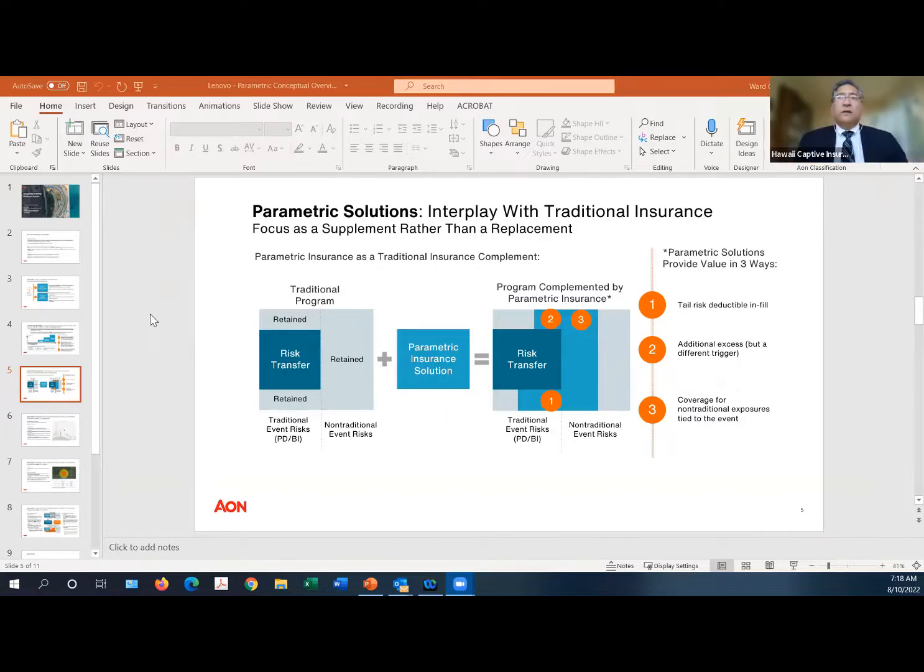Yeah, no, that's really, really interesting. Now, going back to this particular slide, if you look at the left-hand side, you show the traditional program with retained position, risk transfer, and retained again. Is that something that could potentially be a captive kind of structure?